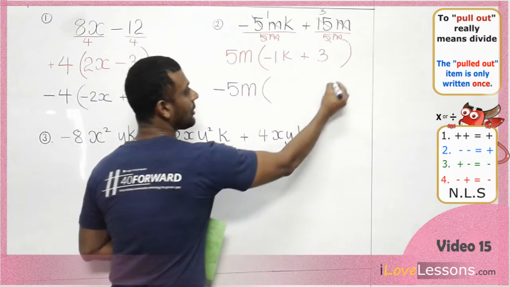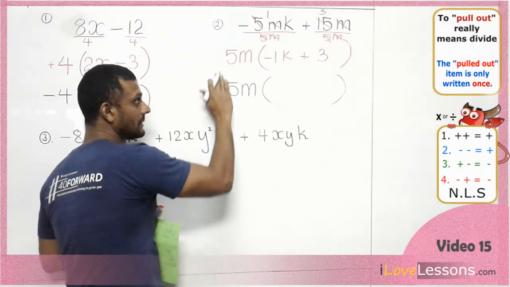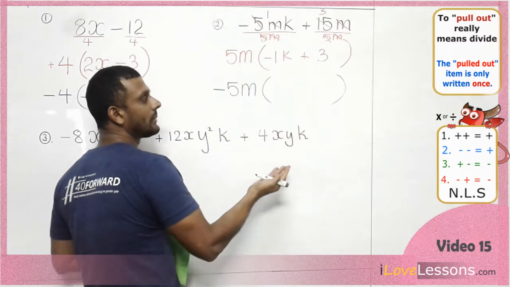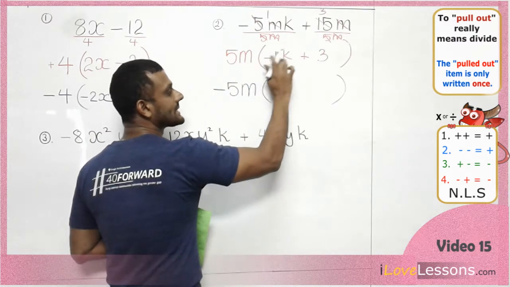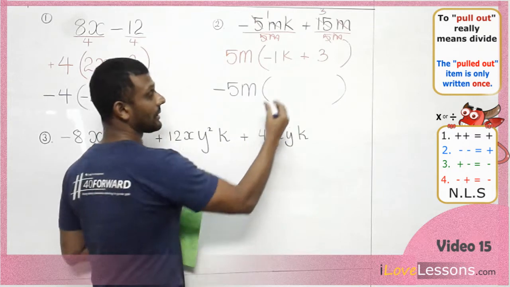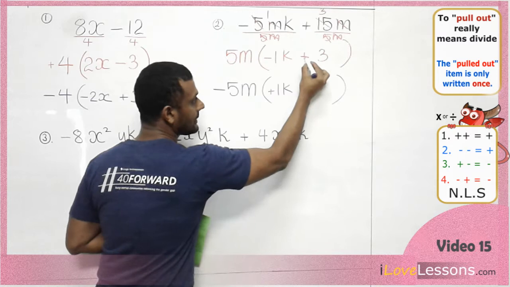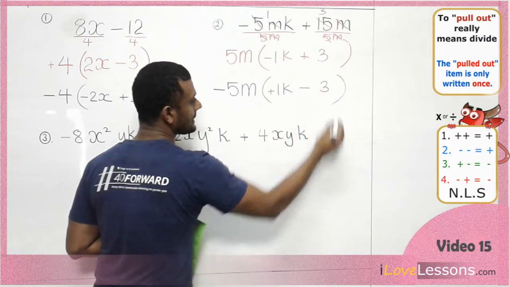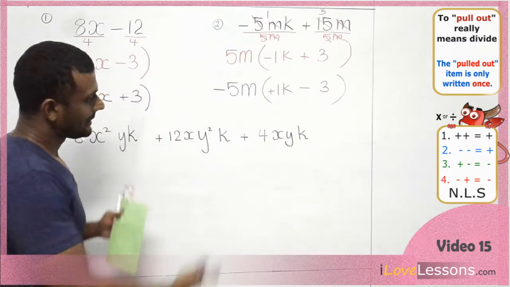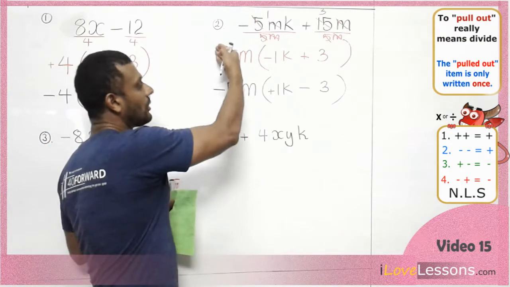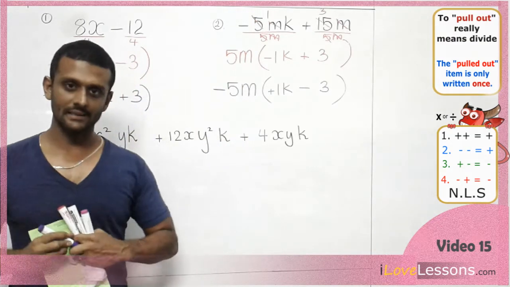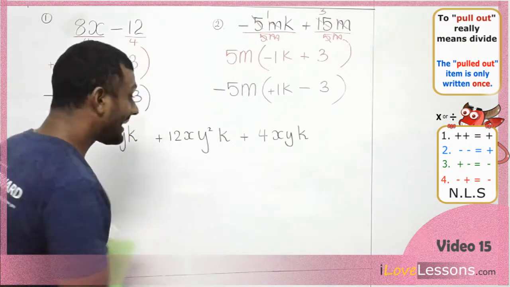If I pull out the negative version, I don't have to redo my working. I just have to make the signs inside the brackets the opposite. So I'll get positive 1k, and the positive will change to negative. So this question also has two possible answers.